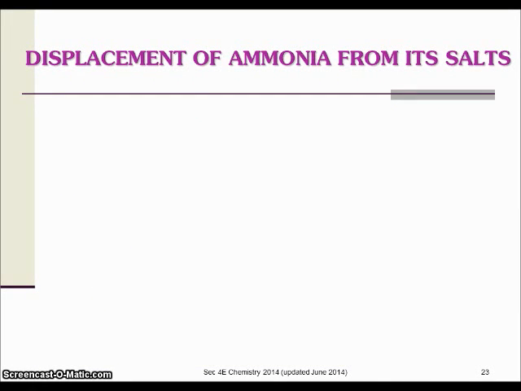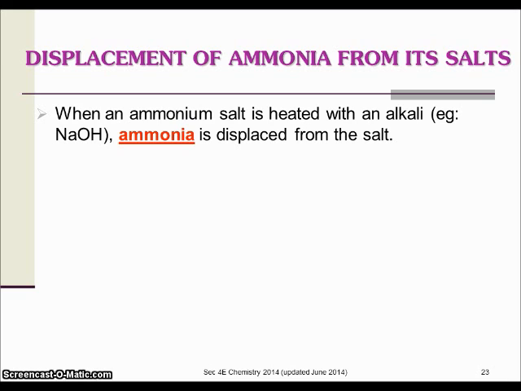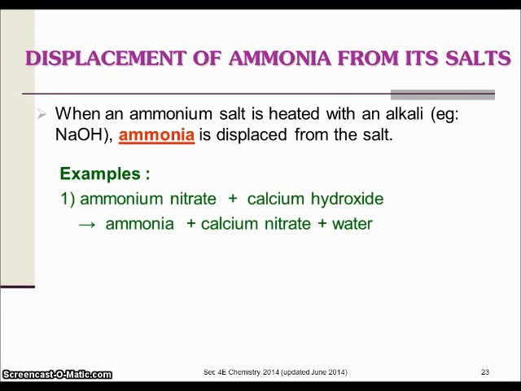For the last part of the chapter, we'll be looking at the displacement of ammonia from its salt. Recall from the chapter on your acids and bases. When an ammonium salt is heated with an alkali, for example your sodium hydroxide, ammonia is displaced from the salt. For example, when ammonium nitrate reacts with your calcium hydroxide, ammonia gas, your calcium nitrate, and water are produced.